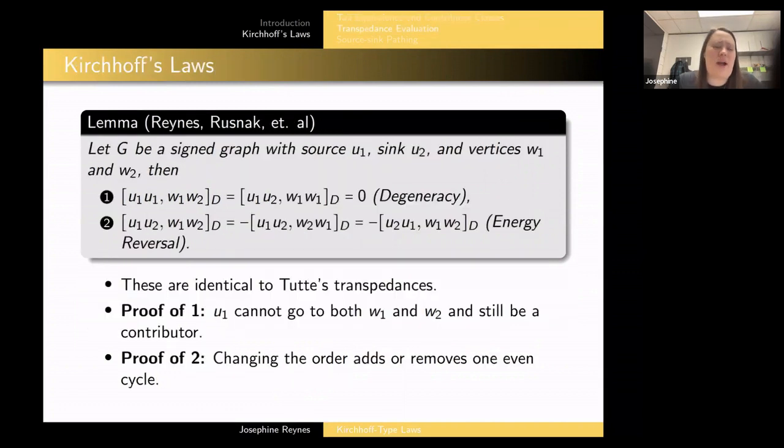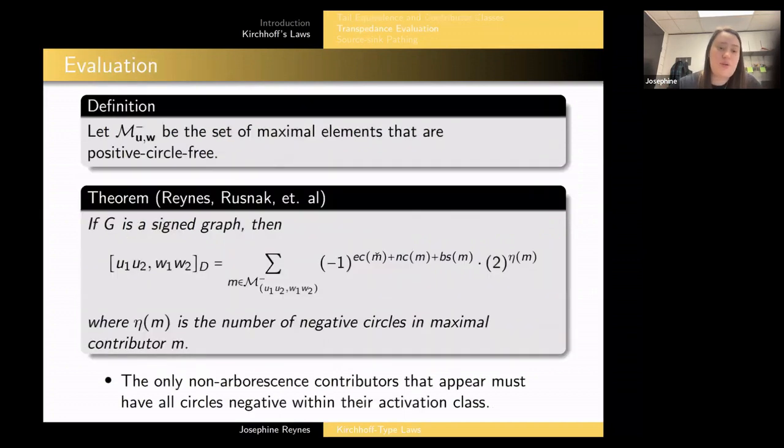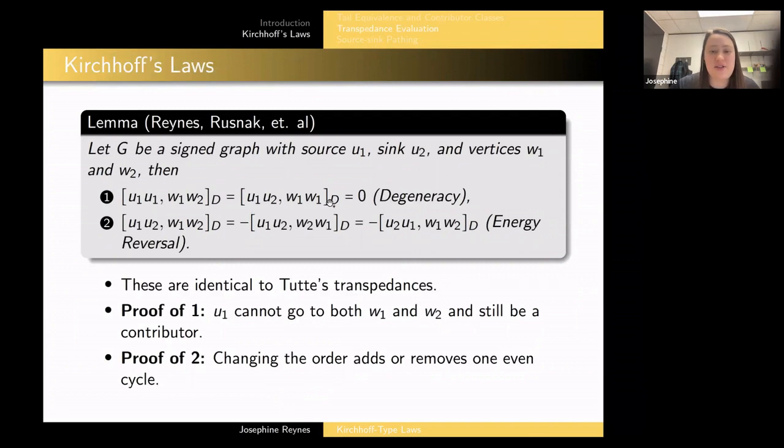But how do these work for signed graphs? So if you have a signed graph with a source U1 and sink U2 and two other vertices, then the first two results of the Kirchhoff-type laws immediately hold. So you immediately get that the contributor-transpedance value, whoops, I went back a slide. You immediately get the degeneracy hold. So if I repeat the U's or the W's, I send a 0. And if I swap the W's or the U's, I also send a 0.